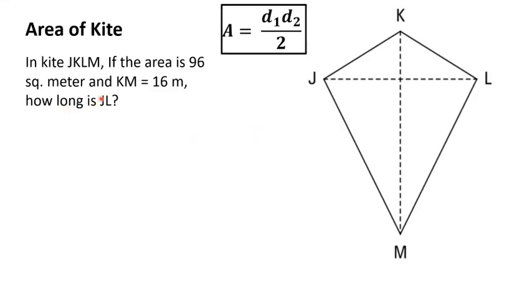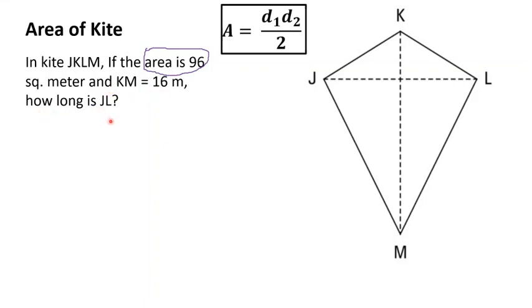Okay, next, we're still in area of kite. So the difference here is yung area ay given. So the area is given. So ito po yung area. So given po siya ngayon. Kasi the prior example, hindi given yung area. In fact, yun yung hinahanap. So what are we going to do if the given is the area? In kite JKLM, again, the area is 96 square meter and KM is 16 meters.